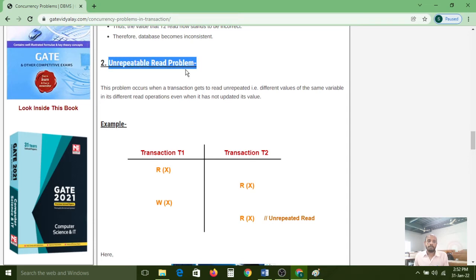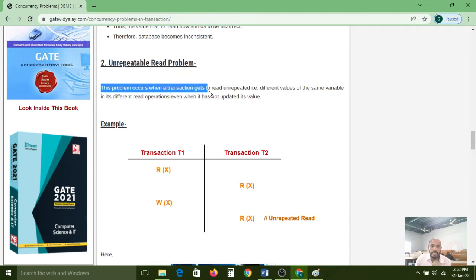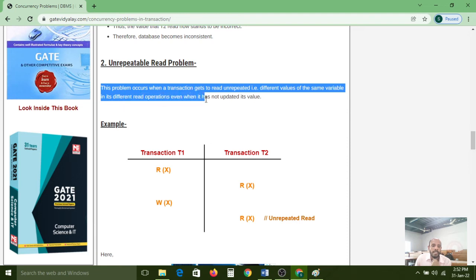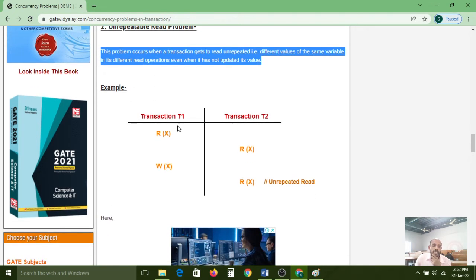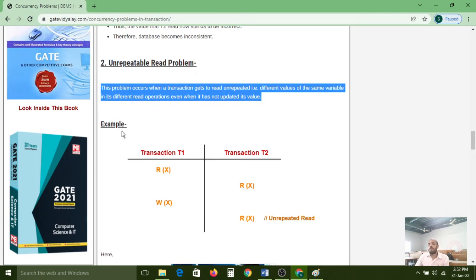Unrepeatable read problem. This problem occurs when a transaction gets to read unrepeated, different values of the same variable in its different read operations, even when it has not updated its value. That means here two transactions are executing. What is the second problem we are getting with concurrent transactions?